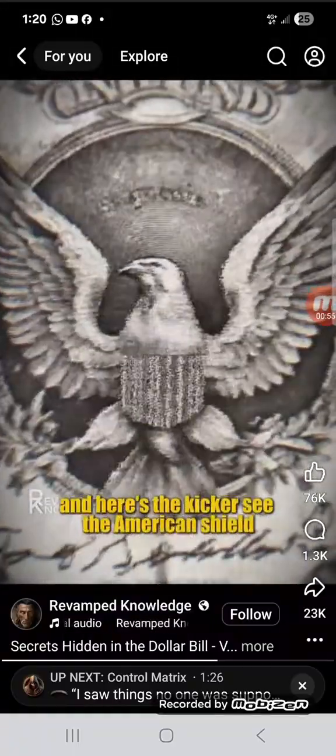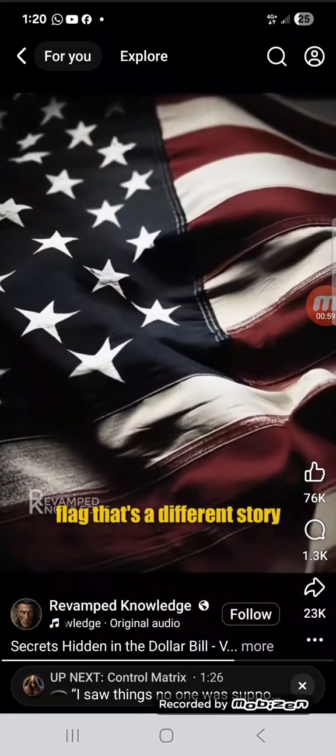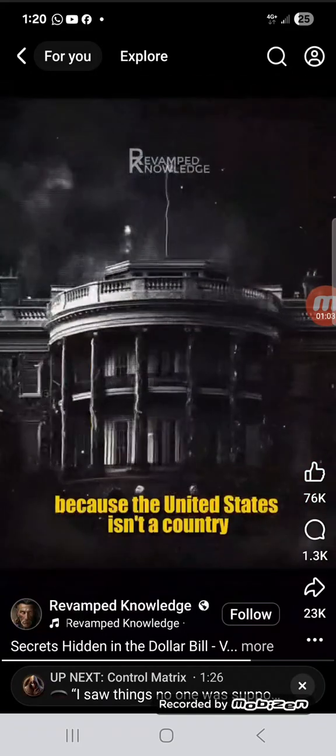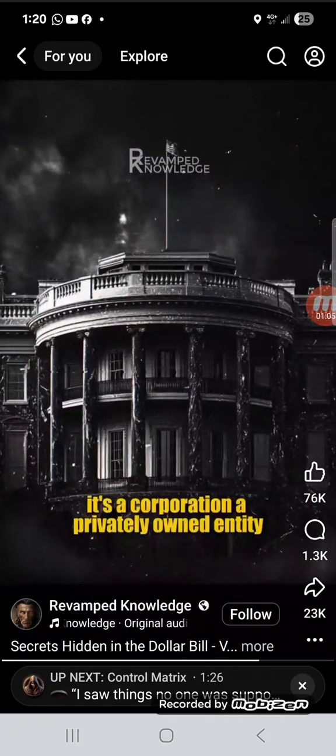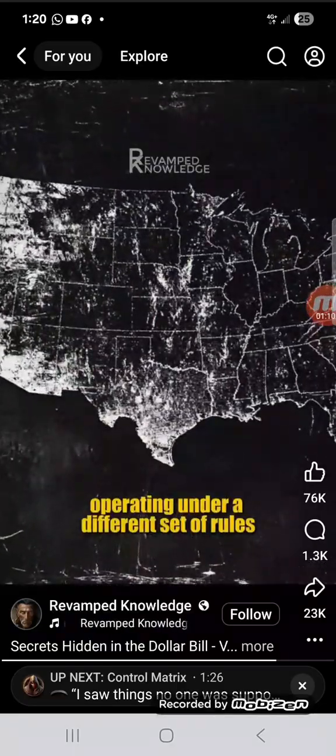And here's the kicker. See the American shield? That's the true flag. But the US flag? That's a different story. The stripes run horizontal because the United States isn't a country. It's a corporation, a privately owned entity operating under a different set of rules.